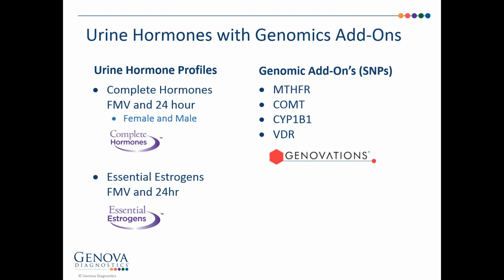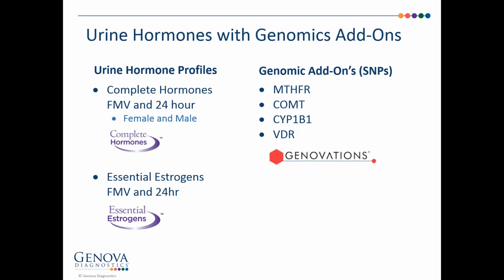We have the 24-hour and the first morning void complete hormones like we talked about. That purple box is also available as a subpanel called the essential estrogens. So if you didn't want the anabolic catabolic balance, you don't want that whole page, you just want that purple box, we also have that as well. But what we also add on are these genetic SNPs, and there are 4 of them.